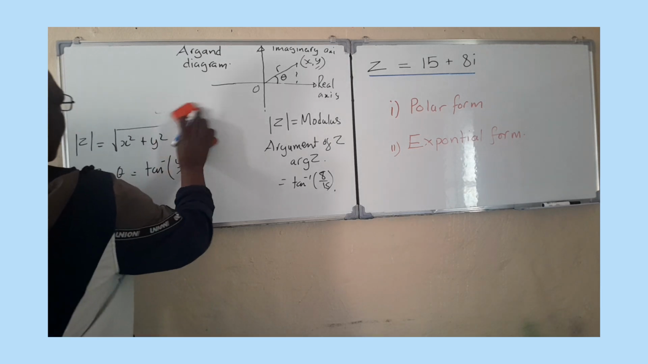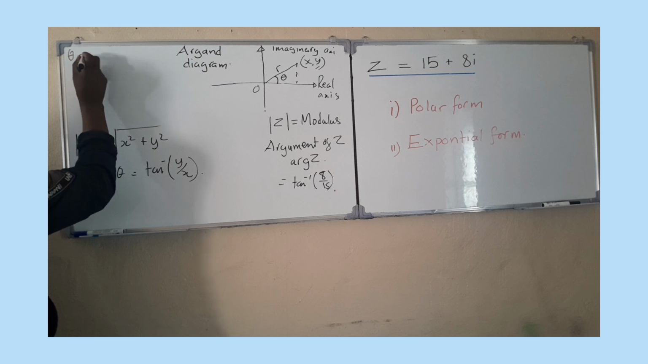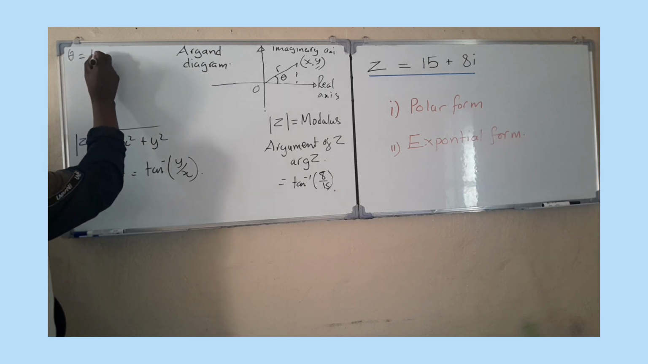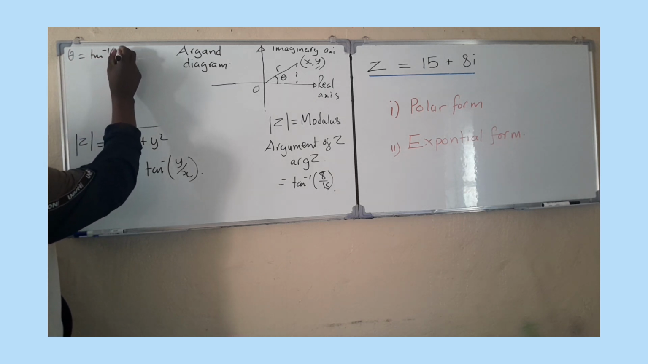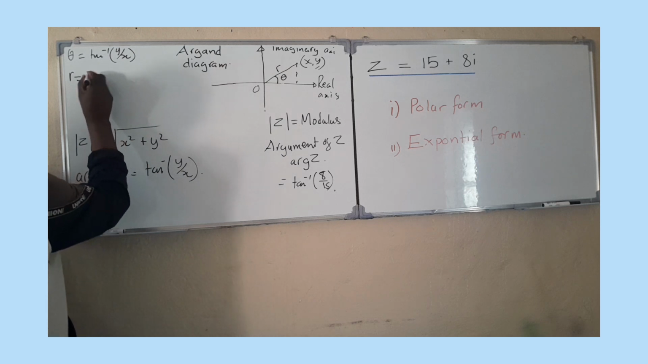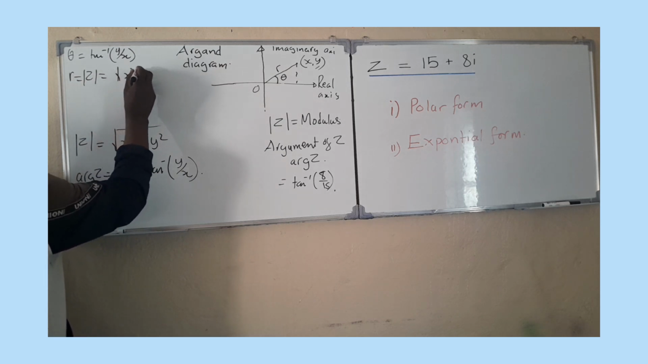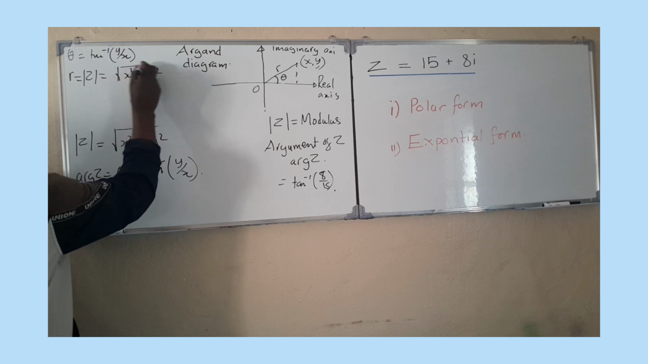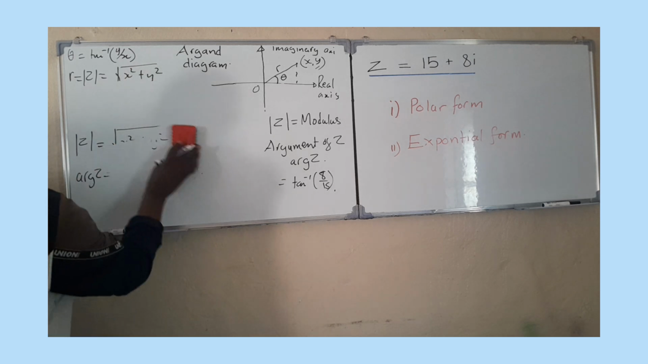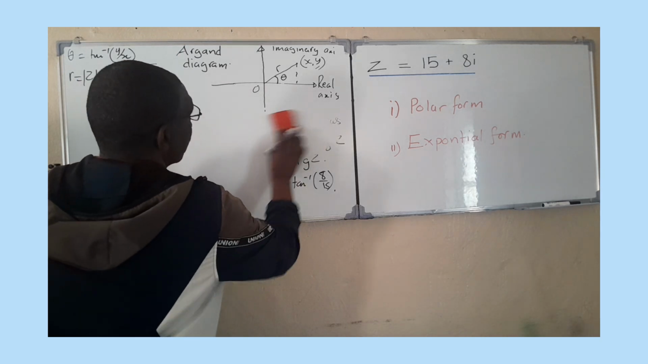Let's just put them up here. Theta, which is arg z, is equal to arctan y over x, and our r, which is equal to the modulus of z, is equal to the root of x squared plus y squared. Okay, so we can get rid of these.